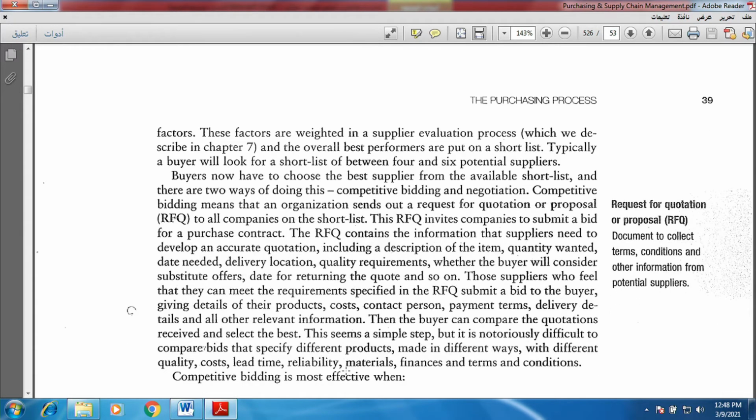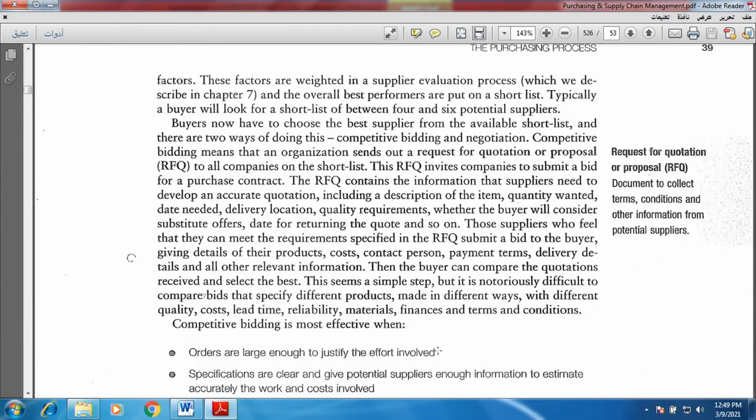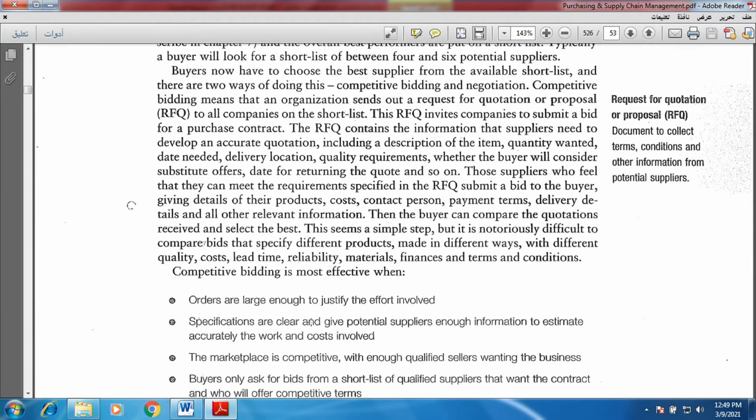And these bids are usually different from product to product, from amount of money to amount of money, from organization to organization, and we have them in different formats. But usually competitive bidding is efficient and available in these conditions. When we have large enough orders to justify competitive bidding, it means we have lots of orders and lots of work to perform, so we need to go to competitive bidding.